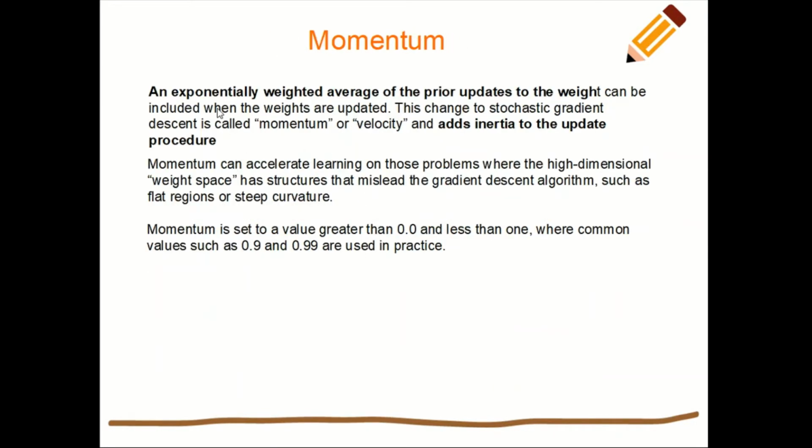Momentum means we are basically going to use the exponentially weighted average of the prior updates in addition to the learning rate actually. And we will see the kind of impact that has when we go to the notebooks. So momentum is going to add inertia to the update procedure, so it's going to be kind of resistant to the changes suggested just by the last calculation that we do on the gradient.